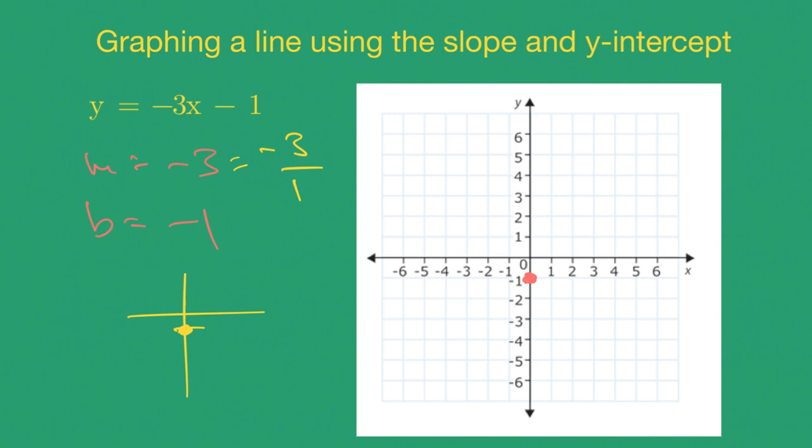Go right 1, right? So, from my y-intercept, you're going to start right there on your y-axis at the y-intercept. We're going to go down 3, right 1. And if you're doing it by hand here, 1, 2, 3, right 1. And that's a terrible line, but oh well. That's okay.